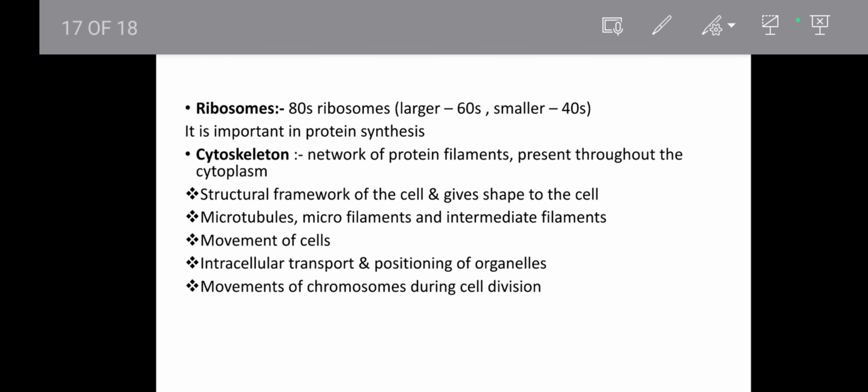Ribosomes. Eukaryotic ribosomes are 80S ribosomes, which are made up of two subunits, that is larger 60S subunit and smaller 40S subunit. It is important in protein synthesis.